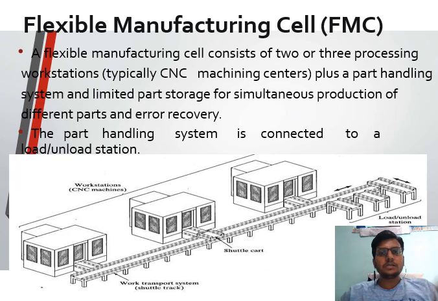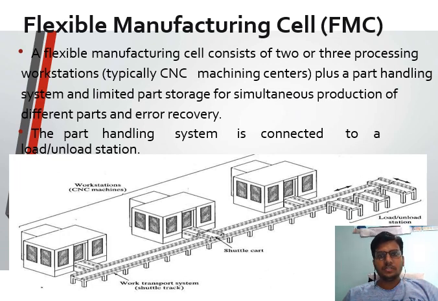Second type is flexible manufacturing cell, FMC, that consists of two or three processing workstations. Processing workstation means CNC machining centers plus the part handling system and limited part storage for simultaneous production of different parts and error recovery.